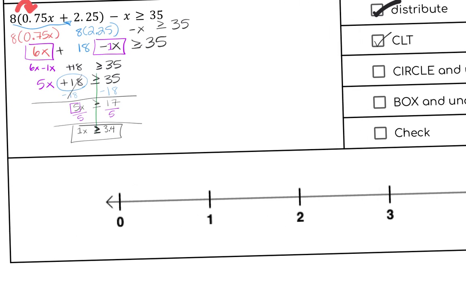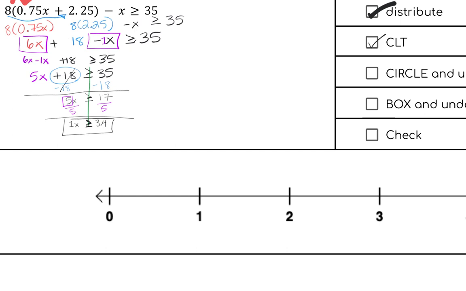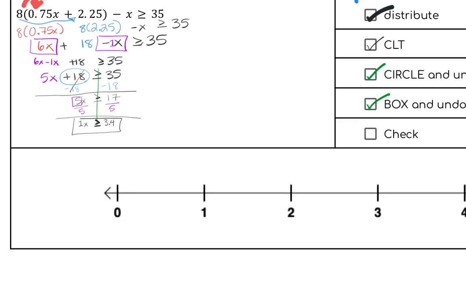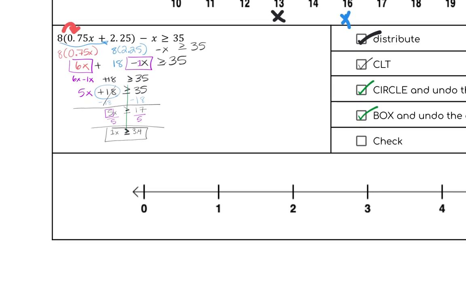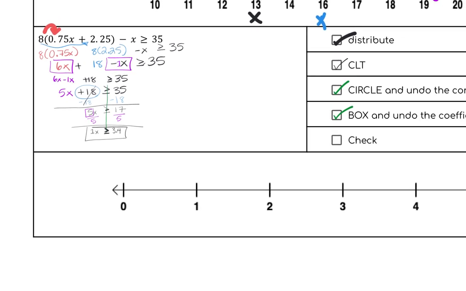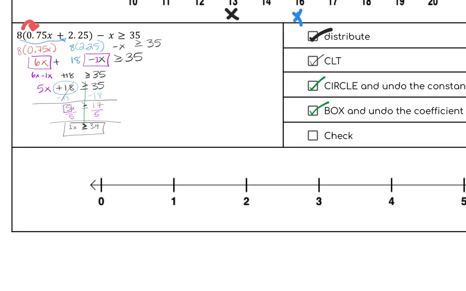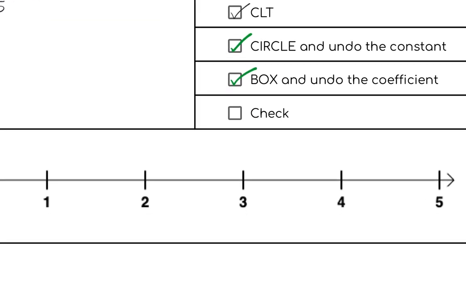So, there it goes. So I circled and got rid of the constant. I got rid of the coefficient. So to graph this one, x is greater than or equal to 3.4. So I'm going to put a circle around 3.4, which is going to be about here. Not quite halfway between 3 and 4.